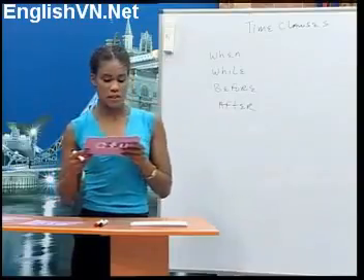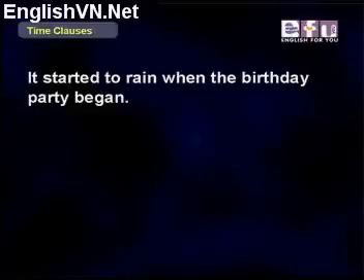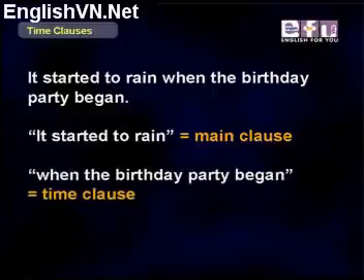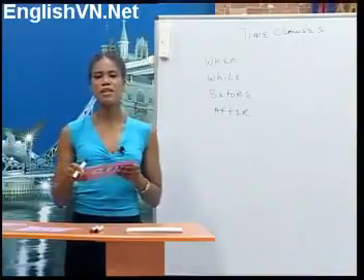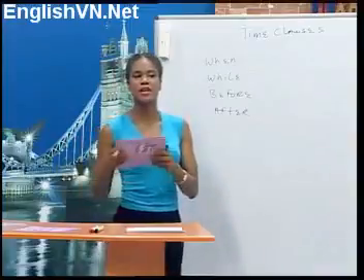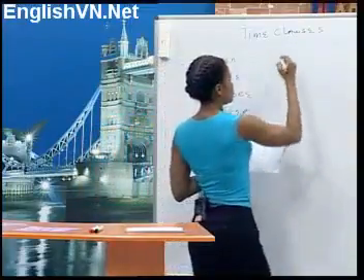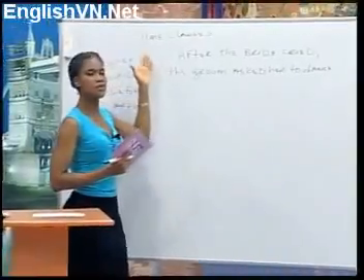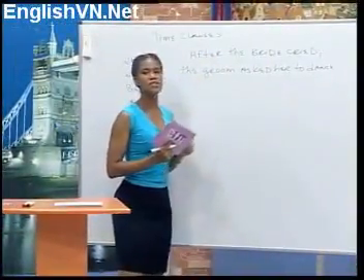Next example. It started to rain when the birthday party began. It started to rain is the main clause. When the birthday party began is the time clause. So if a sentence begins with a time clause, there must be a comma between the time clause and the main clause. For example, if we say, after the bride cried, we must have a comma after the time clause before we add the main clause. The groom asked her to dance. So after the bride cried, comma, the groom asked her to dance.